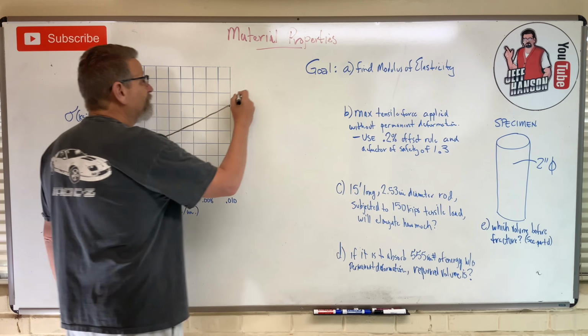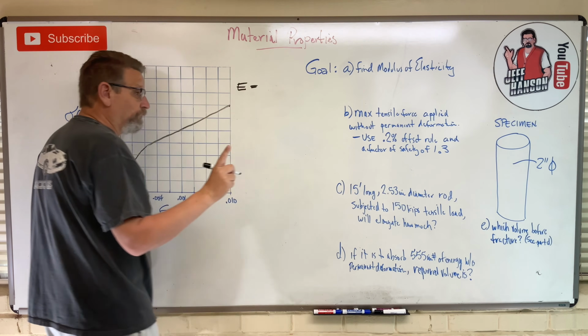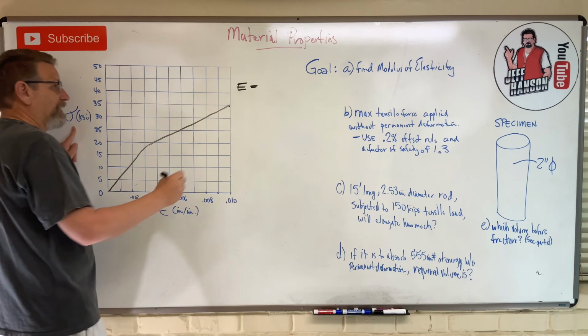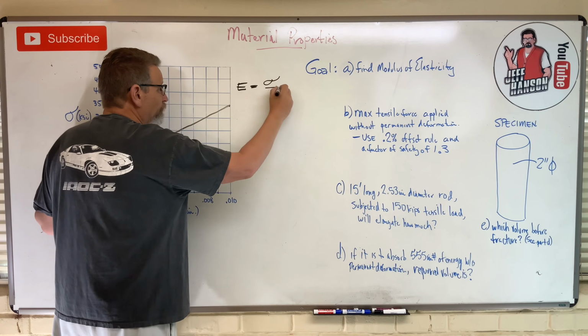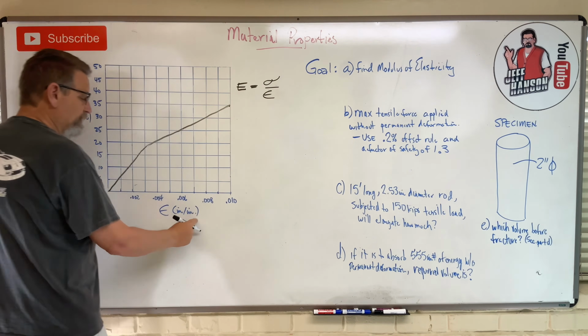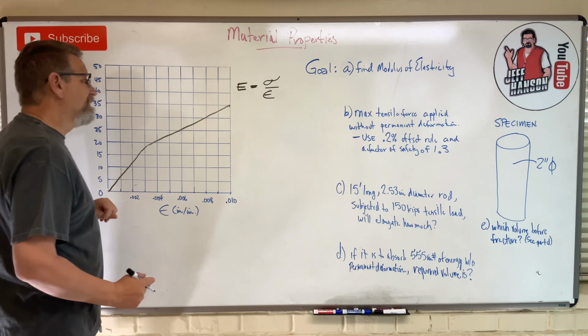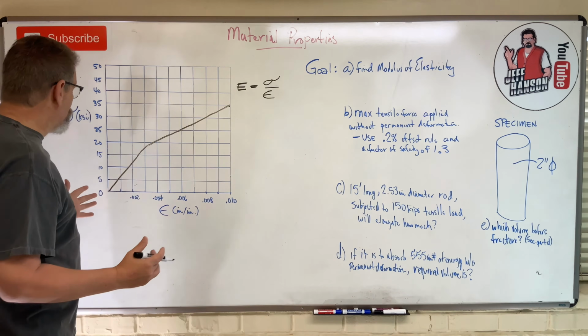Now the modulus of elasticity, what is that? That is E is equal to rise over run. Rise is stress. Run is strain. And remember, strain is unitless down here, so the units on this are going to be in KSIs. So just pick your 2 points.